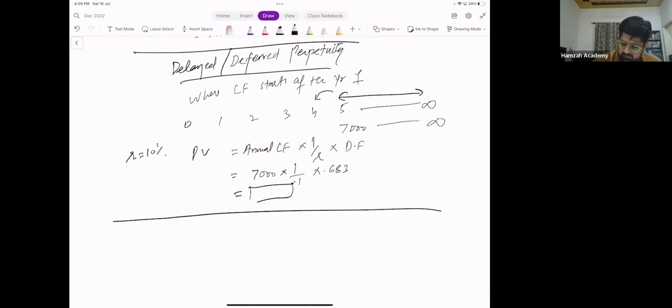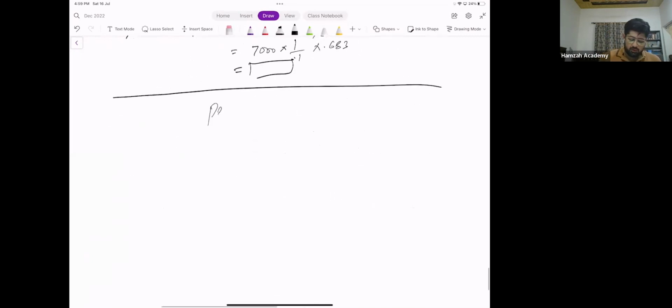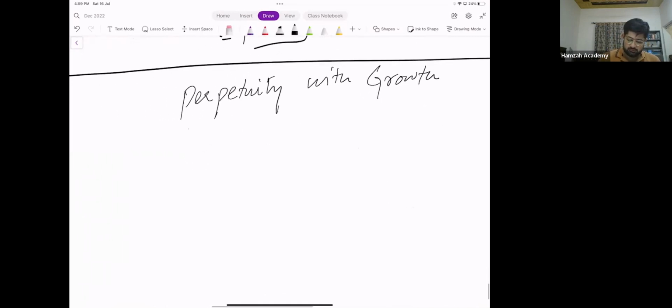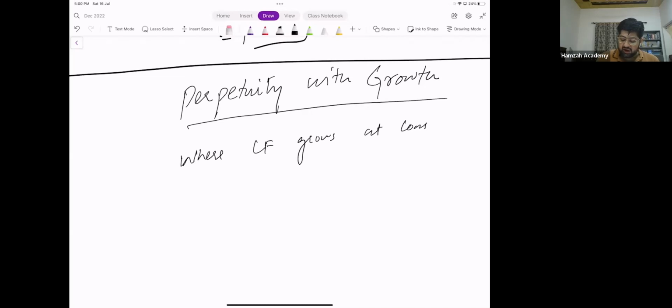Next. Perpetuity with growth, where cash flow grows at a constant rate. At a constant growth rate, the cash flow grows.